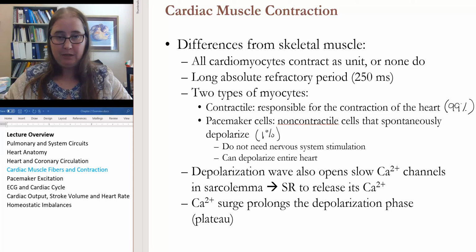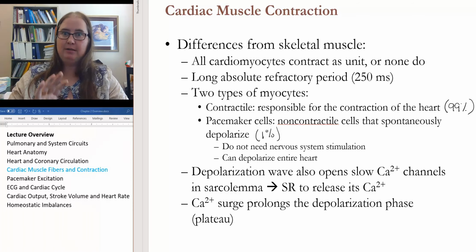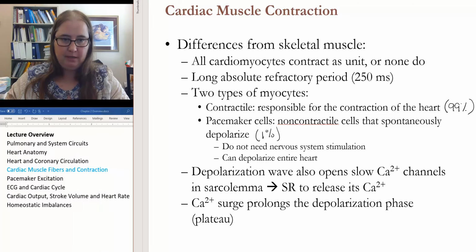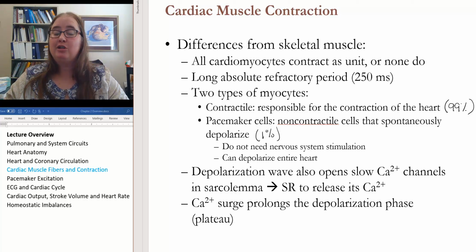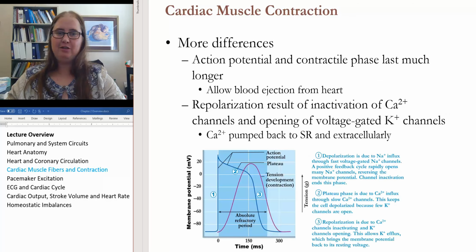Okay? So, let's go back to the 99% before we jump forward and talk about the 1%. Let's talk about the 99%. Continuing with our differences, the depolarization wave allows slow calcium channels in the sarcolemma, which then causes the sarcoplasmic reticulum to release calcium as well. Then we get this calcium surge that prolongs our depolarization phase. So let's look and see how this works.